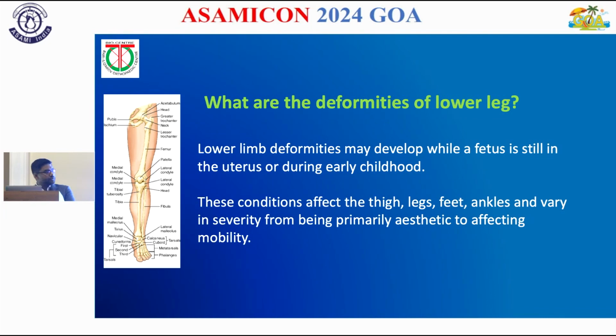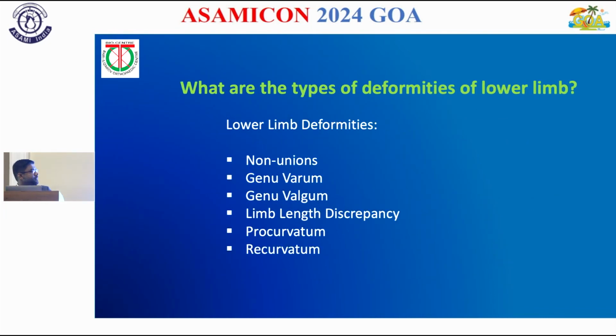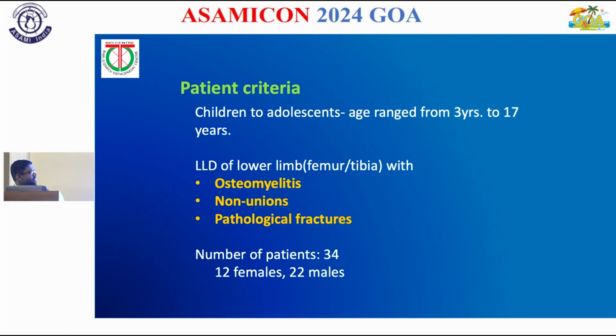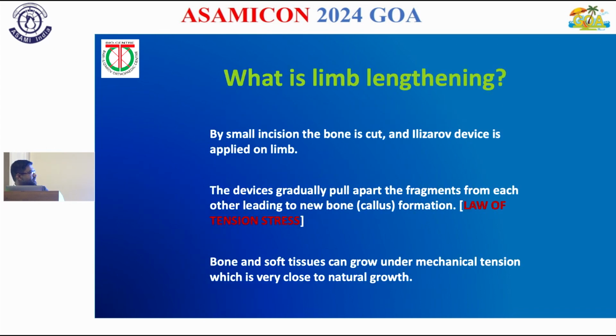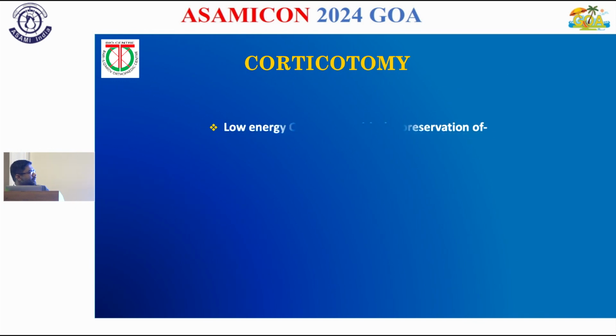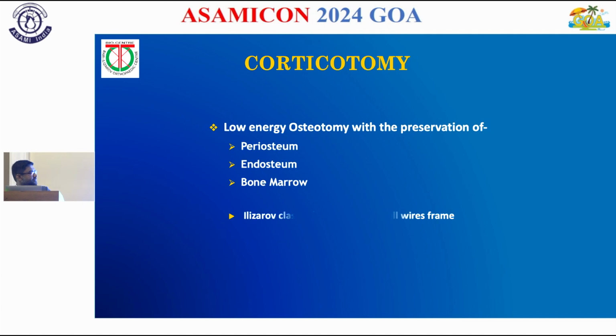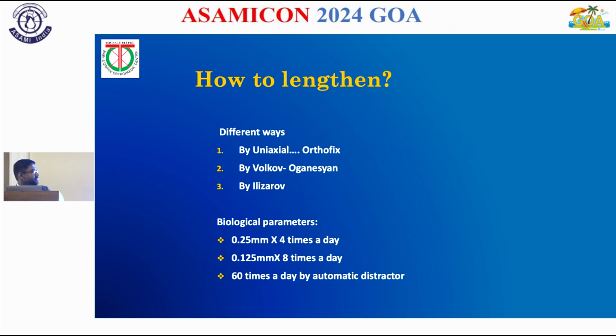Now, the deformities. Lower limb deformities, we know, include non-unions, infection, genu varum, genu valgum, procurvatum and recurvatum deformities, and limb length discrepancies. Sometimes they are often associated with osteomyelitis. Now, for limb lengthening, we follow the Ilizarov methodology of the law of tension stress as put forward by Professor Ilizarov. Corticotomy, we do a low energy corticotomy with preservation of the periosteum, endosteum, and the bone marrow. And we usually use all wire Ilizarov frames.